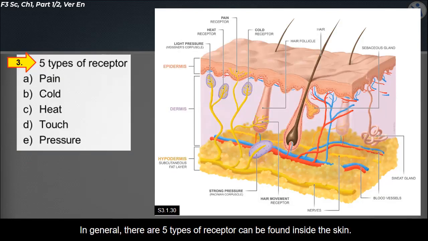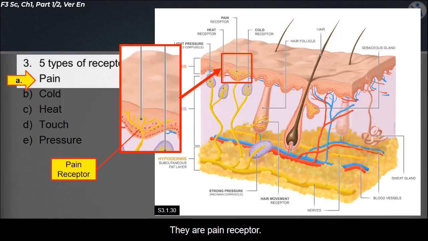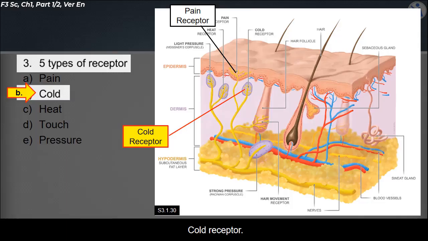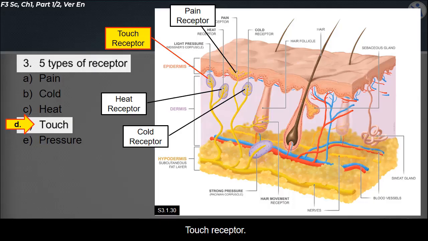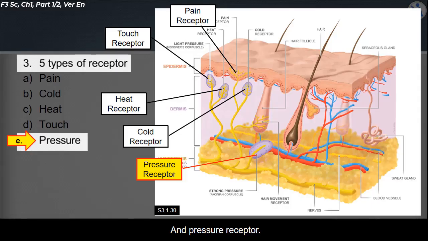In general, there are 5 types of receptors that can be found inside the skin. This is for us to sense pain, temperature, and pressure. They are the pain receptor, cold receptor, heat receptor, touch receptor, and pressure receptor.